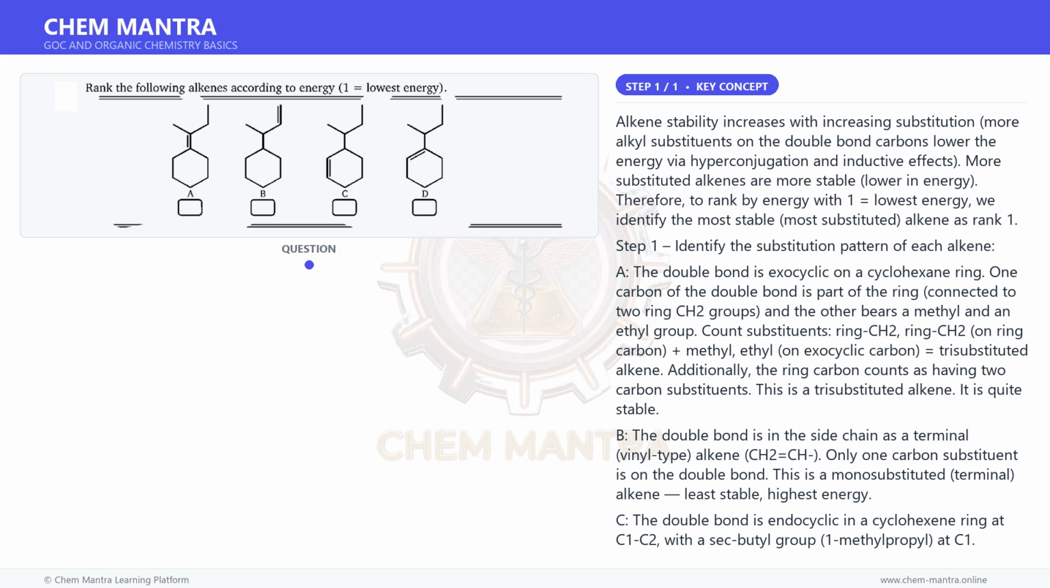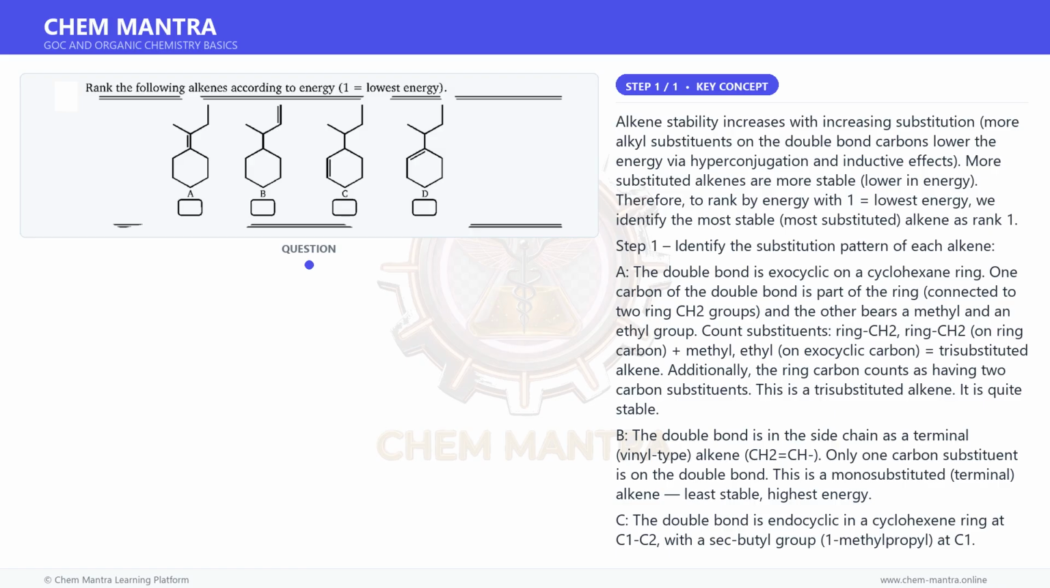D. Similar endocyclic cyclohexene with a sec-butyl substituent, but examining the structure more carefully, the double bond position gives one carbon of the double bond bearing the sec-butyl group plus a ring carbon, and the other carbon of the double bond bearing only one ring carbon and one H. This appears to be a disubstituted alkene, less stable than A and C, trisubstituted, but more stable than B, monosubstituted.